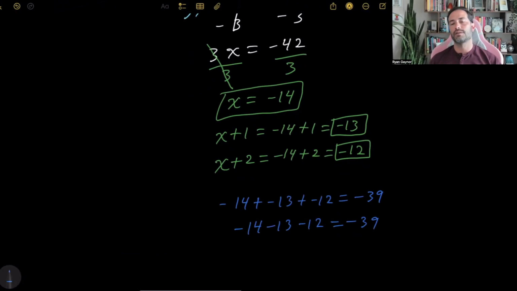Okay, so here we go. 14 and 13. If I borrowed $14, then I borrowed $13. That means that I borrowed $27. Well, then on top of that, if I borrowed another $12, right? 14 plus 13 is 27 plus 12. That is $39. So yes, it checks out.